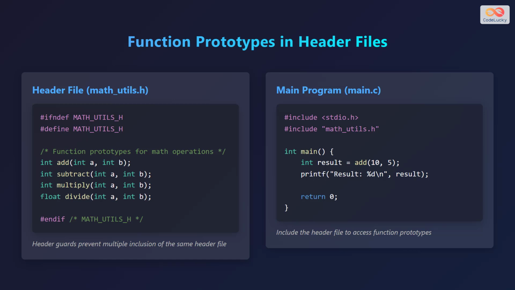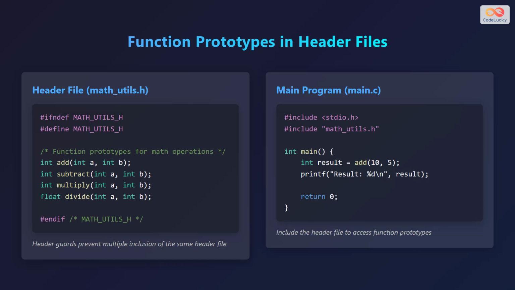Now let's explore how function prototypes are used within header files in C projects. The heading here is function prototypes in header files. On the left side, we have an example of a header file named math_utils.h. This header file contains function prototypes for various mathematical operations such as add, subtract, multiply, and divide. Note the use of header guards using #ifndef, #define, and #endif preprocessor directives. These prevent multiple inclusions of the same header file, which can lead to errors.